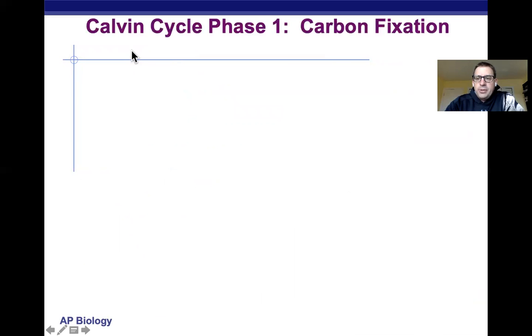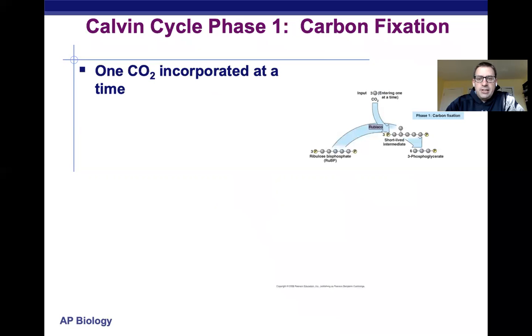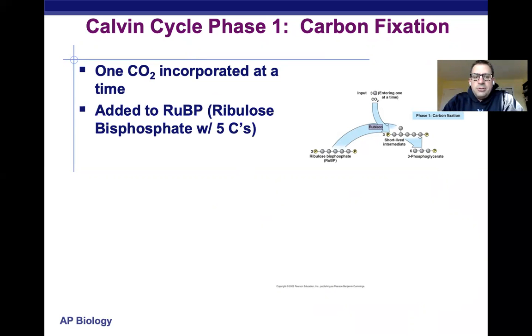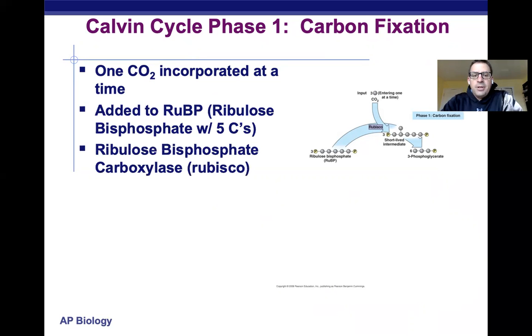So there are three stages or phases to the Calvin cycle. The first phase is called carbon fixation. One carbon dioxide molecule will be incorporated into the Calvin cycle at a time. And each CO2 is added to one 5-carbon molecule that's already present in the stroma of the chloroplast called ribulose bisphosphate, or RuBP for short. And that's all you need to know it as, RuBP.